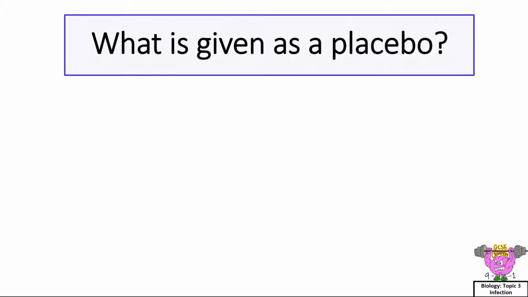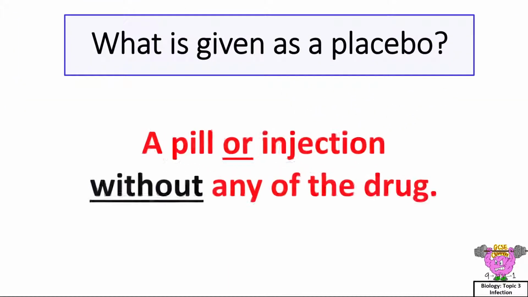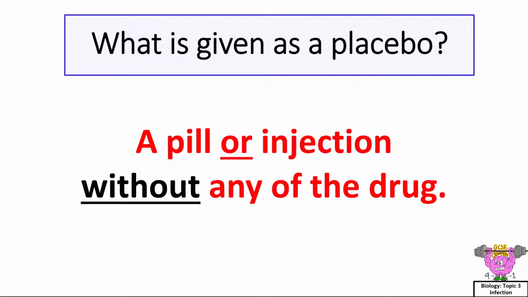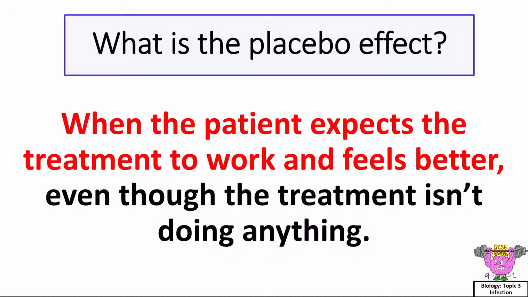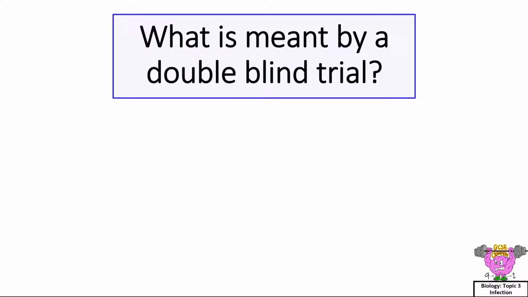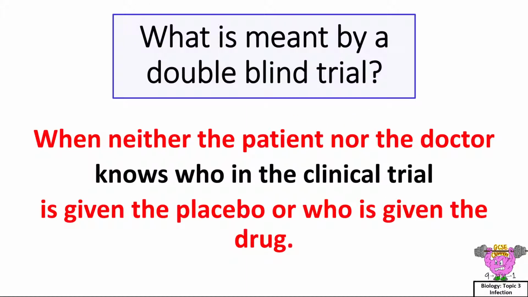What is given as a placebo? A pill or injection without any of the drug. What is the placebo effect? When the patient expects the treatment to work and feels better, even though the treatment isn't doing anything. What is meant by a double-blind trial? When neither the patient nor the doctor knows who in the clinical trial is given the placebo or who is given the drug.